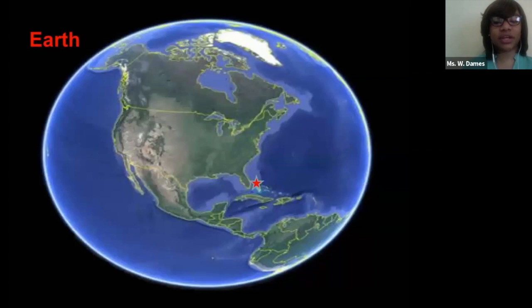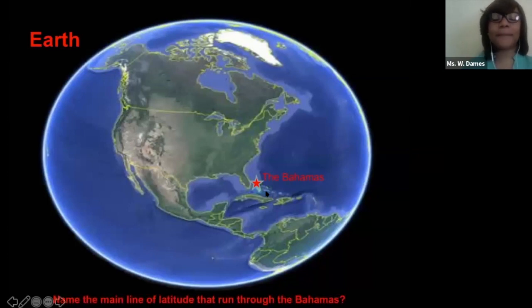So next question. Of course, we put the Bahamas right there. Name for me the line of latitude that runs through the Bahamas. Which line of latitude runs through the Bahamas? Anyone know? Yes, Kashad, good job. The Tropic of Cancer. Okay, identify for me which 2 islands the Tropic of Cancer runs through?